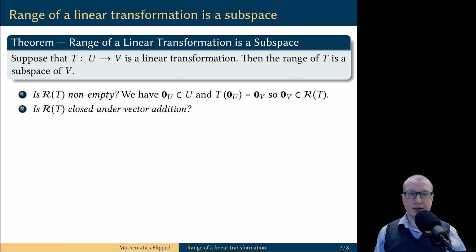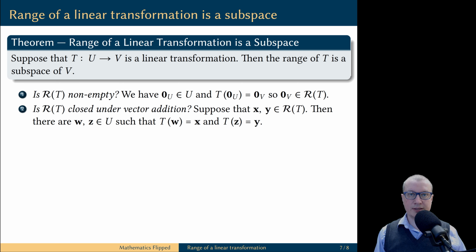Second, let's check that the range is closed under vector addition. For this, let's take two vectors x and y in the range. By the definition of the range, this means there are vectors w and z in the domain U such that t of w is equal to the vector x and t of z is equal to the vector y. This is because the vectors in the range must be the values.